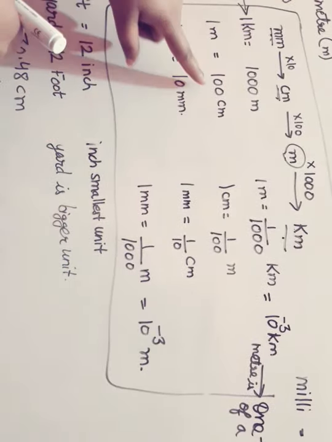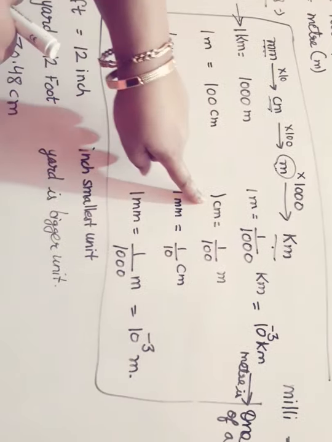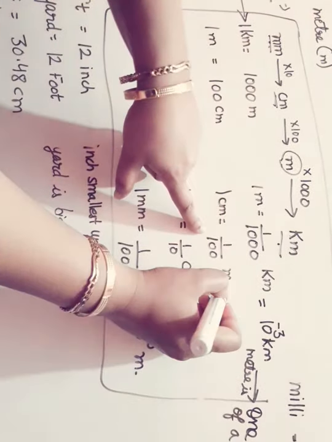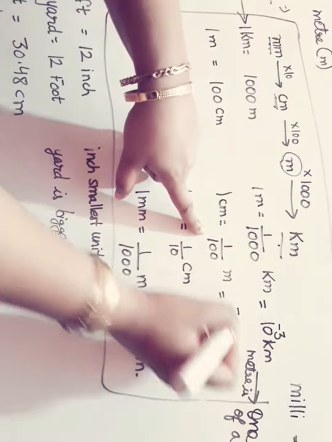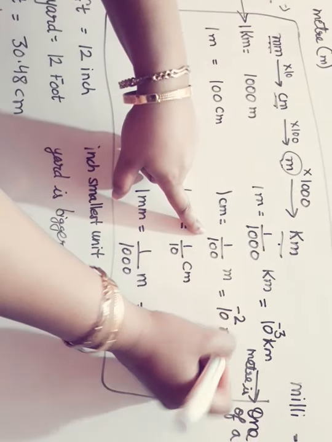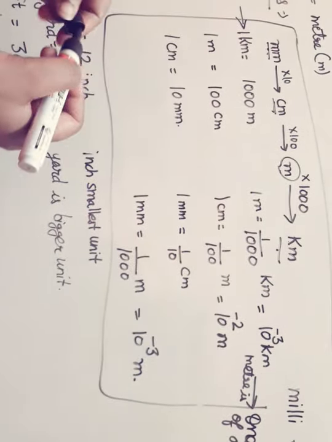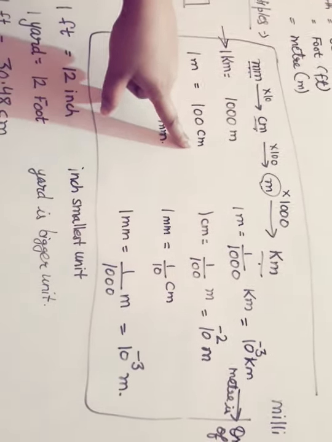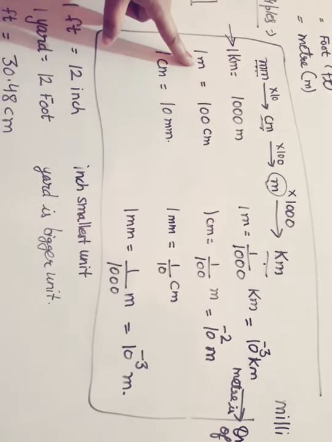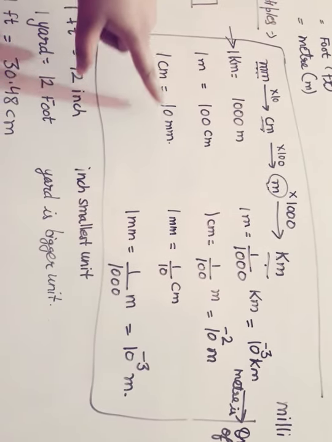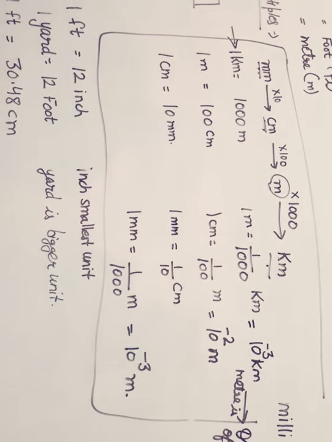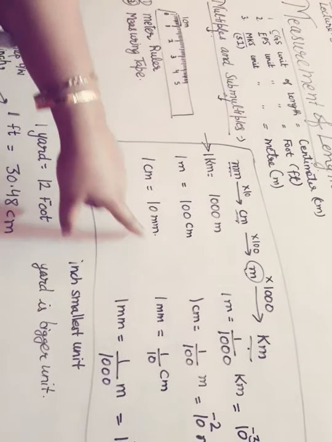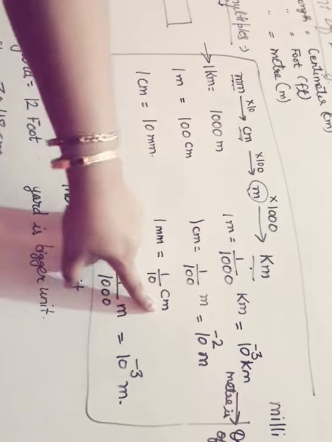Now 1 meter equals 100 centimeter. So 1 centimeter equals 1/100 meter, because the 100 comes down, and we can write it as 10 to the power minus 2 meter, since there are 2 zeros. So how do we define the meter? 100 centimeter is called 1 meter. Now 1 centimeter equals 10 millimeter. From this meter ruler you can see 10 millimeter equals 1 centimeter, or 1 millimeter equals 1/10 centimeter.